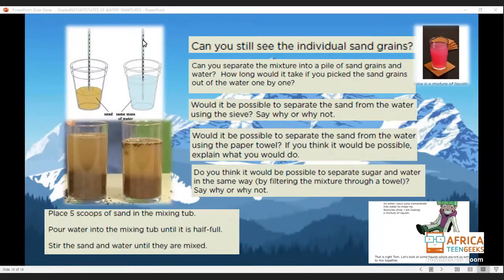So yes, I think you all understand that by what I can see. Filtering is much easier, and you all understand that sand is insoluble, it cannot dissolve, and it'll sink to the bottom. Okay, so have we got this? Yes?